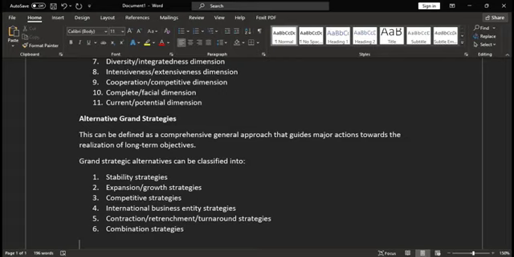The combination strategy. This strategy is followed when an organization adopts a mixture of stability, expansion, new business entry, competitive, and retrenchment strategies, either at the same time in its different businesses or at different times in the same business, with the aim of improving performance. This strategy, as an alternative, is a complex response or solution to complex dynamic environmental problems and complications of real-time business.